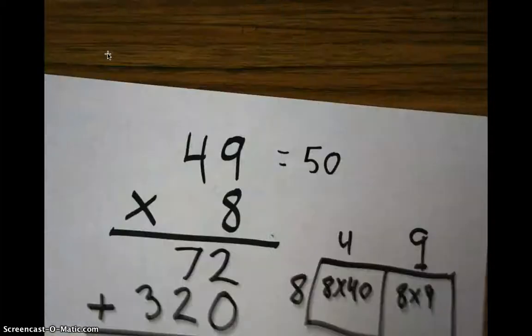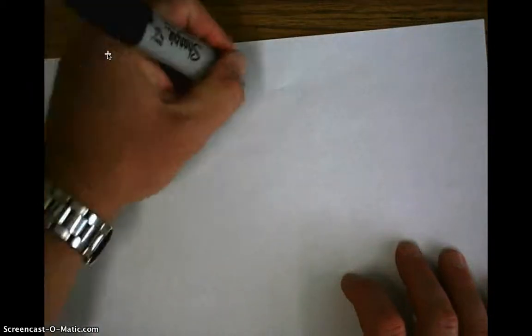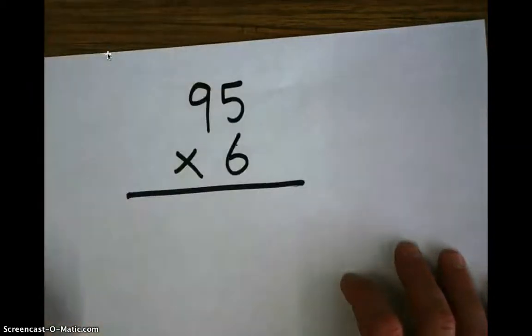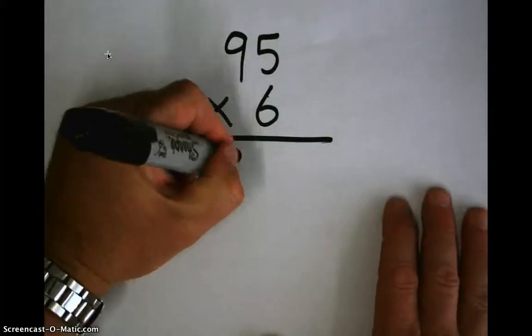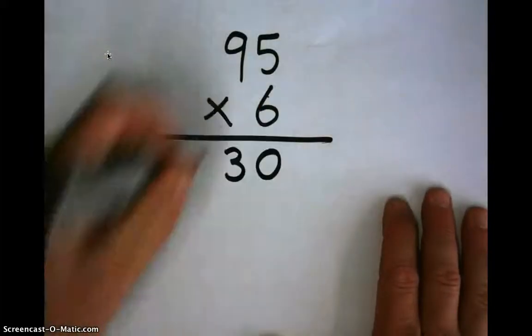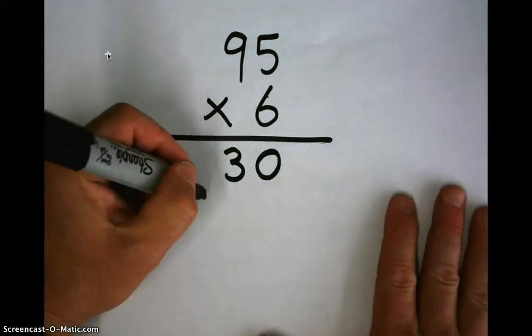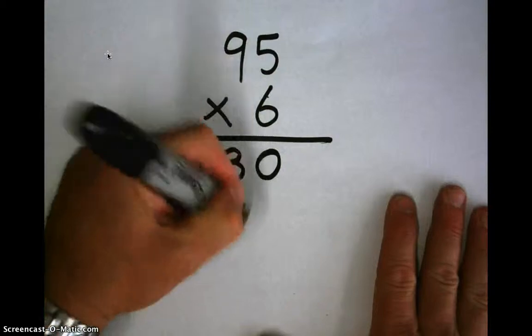All right, let's do one more together, and that'll be it. So let's do number 4, 95 times 6. Again, I'm going to do this with the partial products method. So I've got 6 times 5, that gives me 30. That's my first partial product. 6 times 9, that's 54. So 6 times 9D is 540.